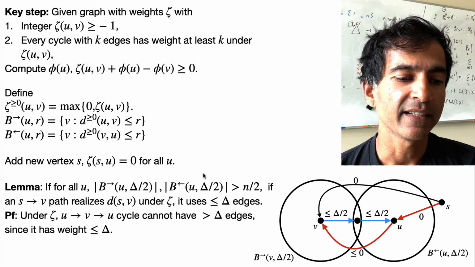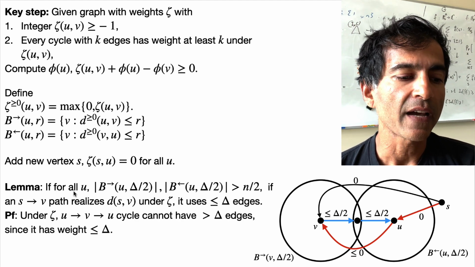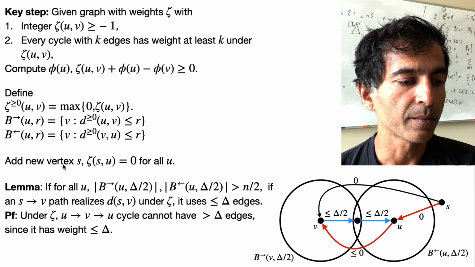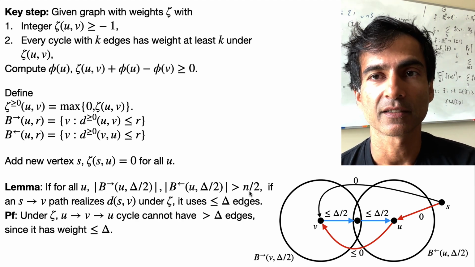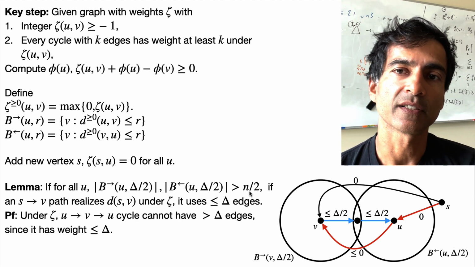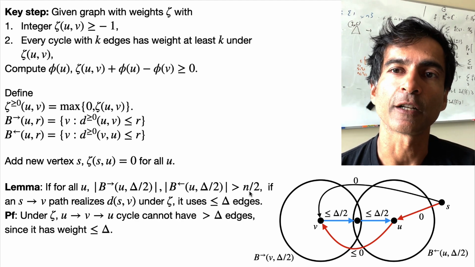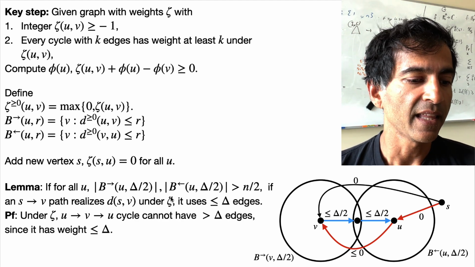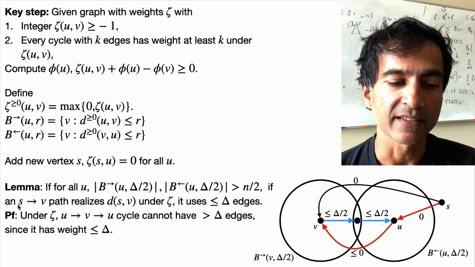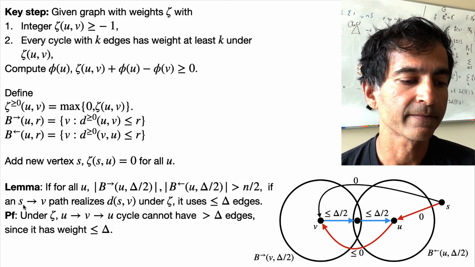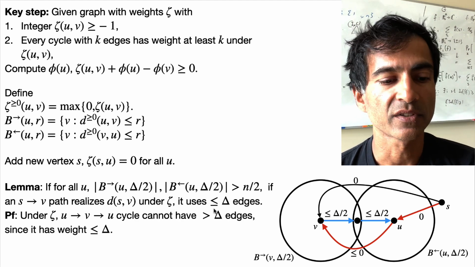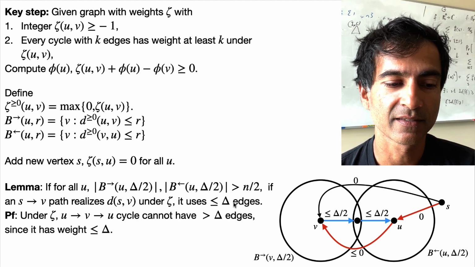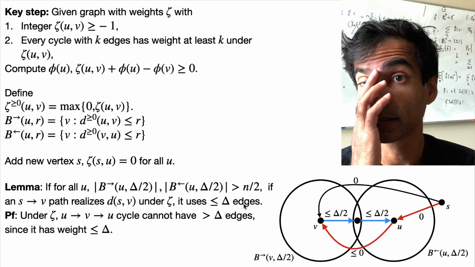Okay. Then here's a key lemma that's very useful. It says, suppose you have that for every u, both the forward and the reverse ball of radius delta over 2 have size bigger than n over 2. So say all of the balls of radius delta over 2 are big. They're bigger than n over 2 in size. Then the claim is that every shortest path from s to v under the weight function zeta uses at most delta edges, uses a few edges.